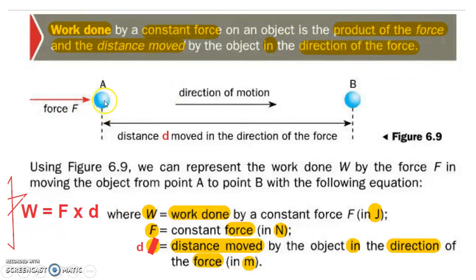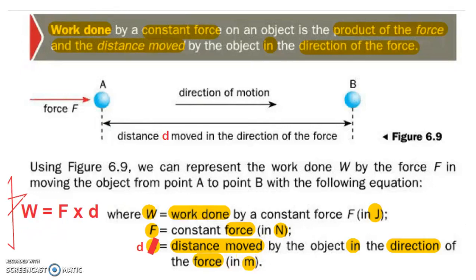For example, if I push an object at A with a force F, it moves to point B and moves the distance D. As long as you can see, distance D is in the direction of the force. So we can say that the work done is force times distance, where work is measured in joules, the same SI unit as for energy. F is in newtons, and D is in meters. All these are the SI units that we need to be careful with.